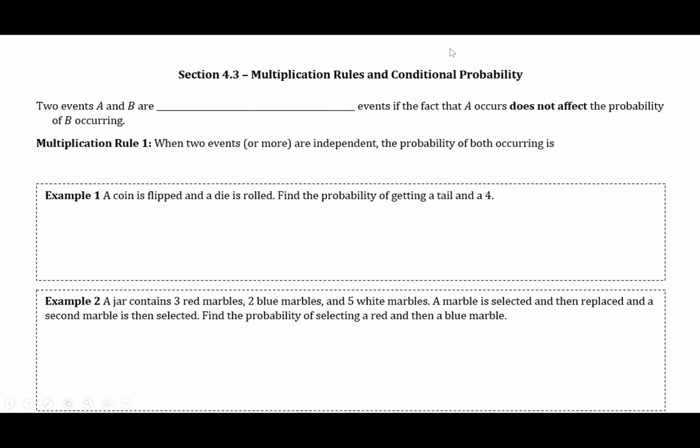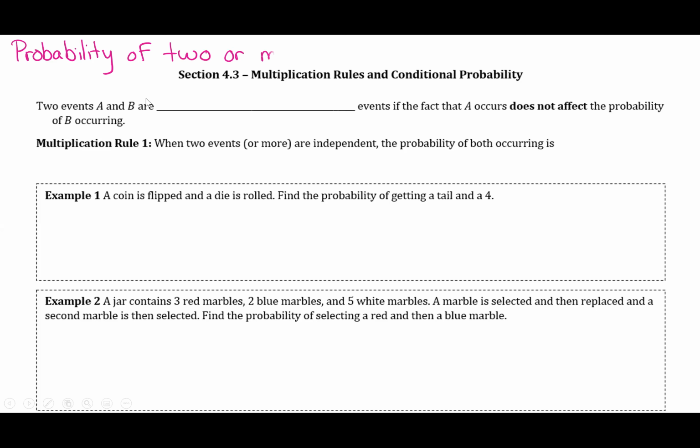Okay, so welcome back. We're going to cover section 4.3 now, which is multiplication rules and conditional probability. All of the probability that we've done so far, we've just been calculating probabilities of one event taking place. And now we're going to start putting multiple events together, like in a storyline. And we're going to calculate the probability of this happening given that something else happens.